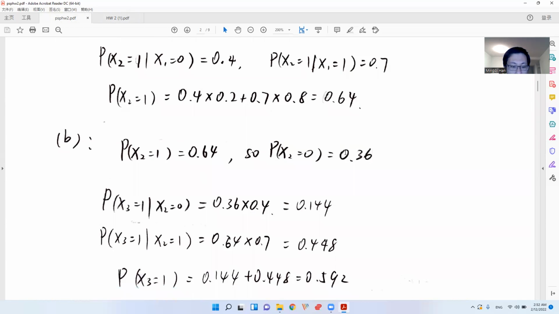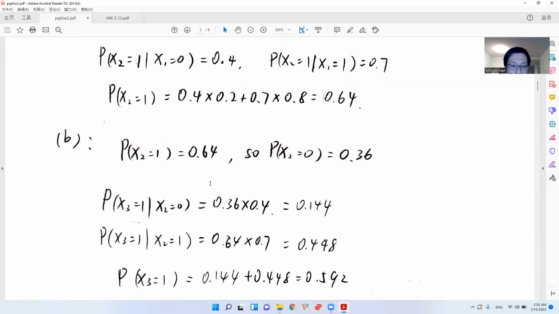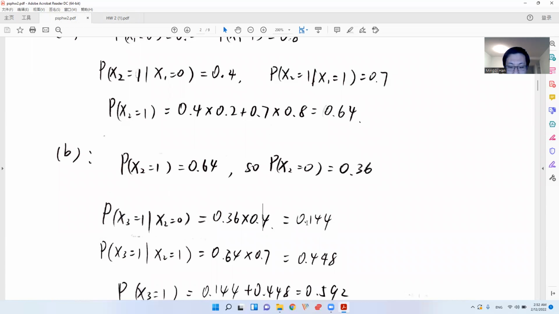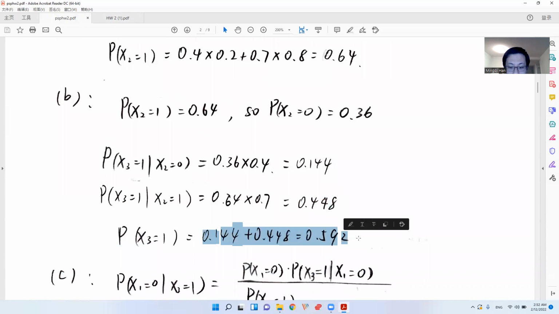And having that, I can use the same way that I calculated the first one, just 0.36 times 0.4, which is the probability of the first one being 0 and the second one being 1, or this would be k plus 1. And just do the multiplication and the addition. That's the final answer for P x3, the second output, third input being equal to 1, is this value.